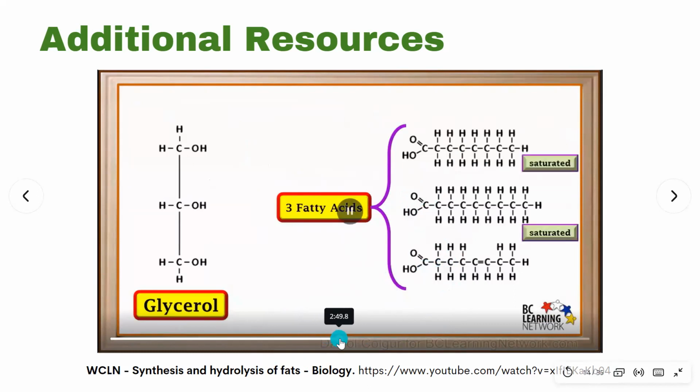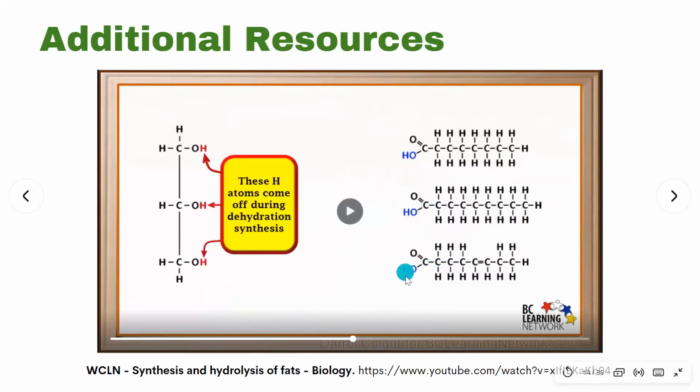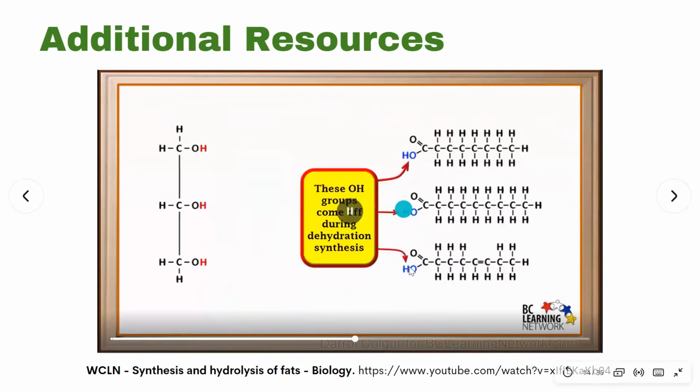And what will happen if these H atoms come off during dehydration synthesis and this OH group comes off during dehydration synthesis? As the name of the process suggests, water is removed from the glycerol and the fatty acids as they are chemically joined together. So one hydroxyl group is removed from the carboxylic acid end of the fatty acid and a hydrogen is removed from the glycerol molecule.